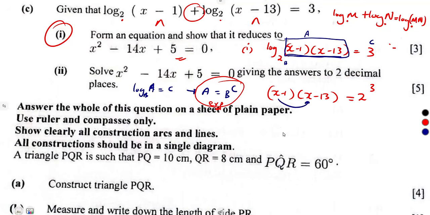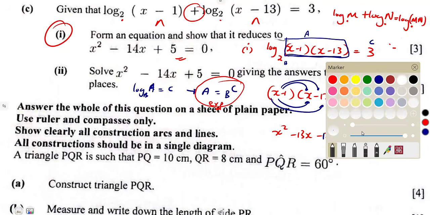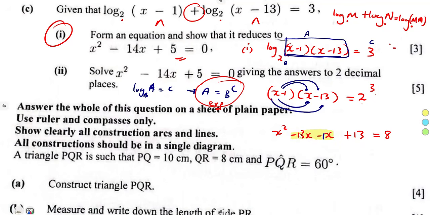So x times x, that's what? X squared. X times negative 13, negative 13x, negative 1 times x, that's negative x, negative 1 and negative 13, that's positive 13, which is equal to 2 to the exponent of 3, which is 8. Collect the like terms on the left-hand side of your equation here. That was going to give us what? X squared minus 13 minus 1, that's minus 14x, plus 13. We can even take the 8 to the other side, so it's going to be negative 8, so that this will be equal to 0.